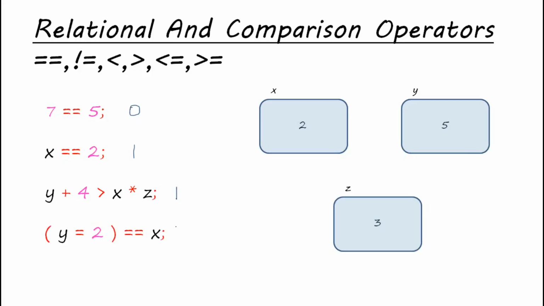Then you have y = 2 == x. So if something like this happens, a value of 2 is assigned to y. So the value of y changes from 5 to 2 and then this whole expression becomes equal to 2. So the comparison is 2 == x, which is true and hence 1.